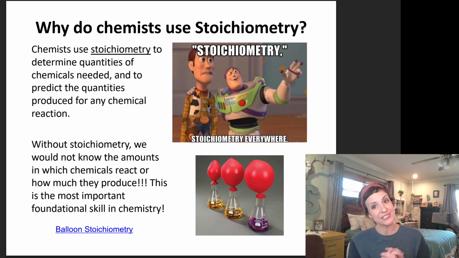So why do chemists use stoichiometry? Chemists use stoichiometry to determine quantities of chemicals needed and also to predict the quantities produced for any chemical reaction. Without stoichiometry, we would not know the amounts in which chemicals react or how much they produce. This is the most important foundational skill in chemistry. I cannot stress enough, we will be doing stoichiometry from here until May. Every single new unit, there will be a stoichiometry piece specific for that unit.